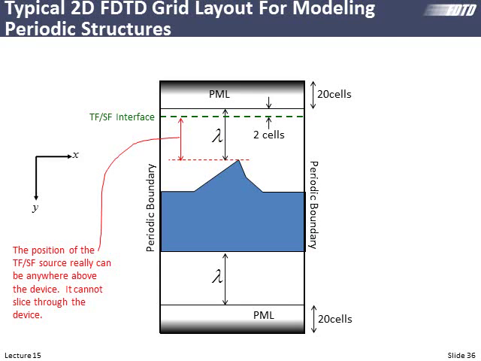The last thing I'll mention is that the position of this source is rather arbitrary. I tend to like to put it right up against the PML, but if you want to visualize the scattered field, you might want to move it closer to the device. In principle, it can be right up against the device without problems. It cannot slice through the device. So it has to be above the device. And also where we put that interface, it has to be homogeneous.